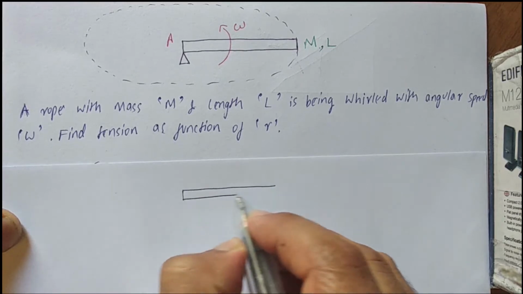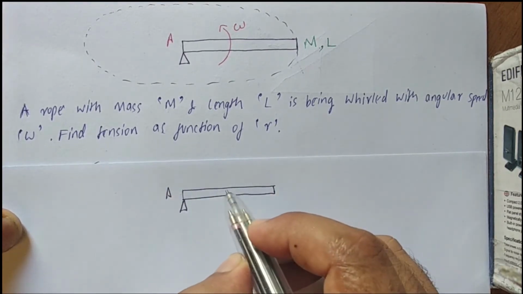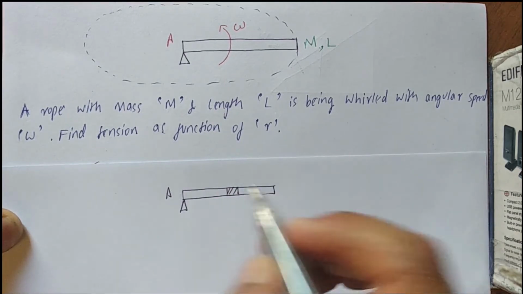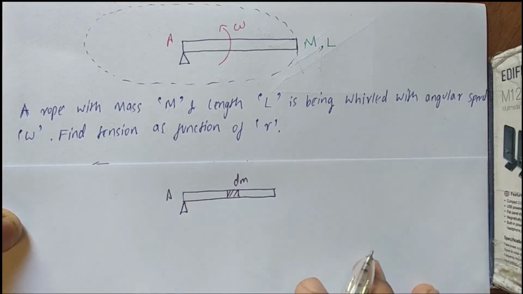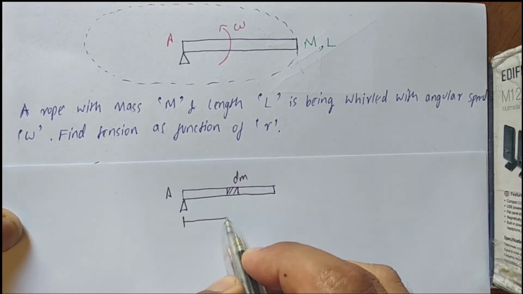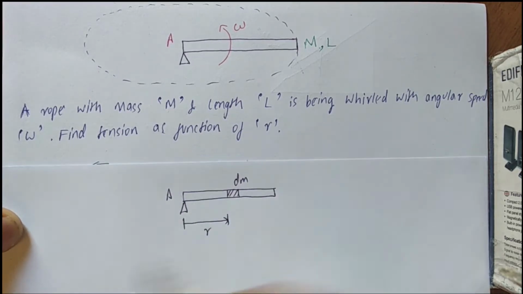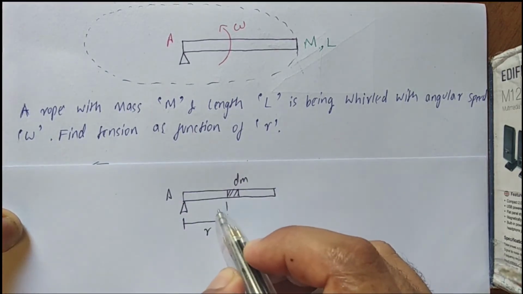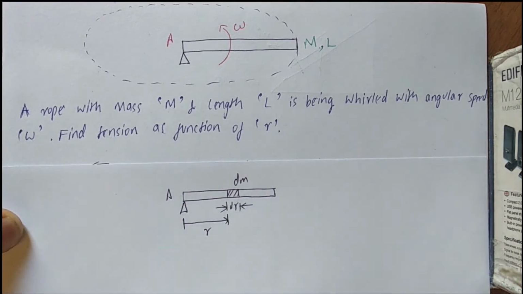So if you take this rope, it is fixed at A. Since we are supposed to find the function, we'll take an elementary mass dm. The distance of this mass from point A is R. Okay, this elementary mass has an elementary length of dr.